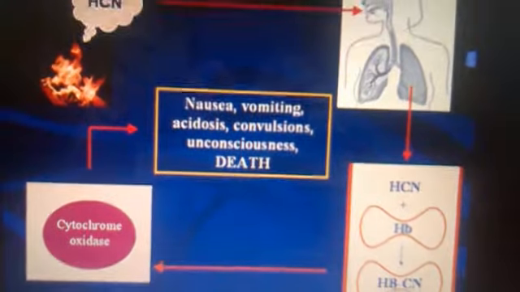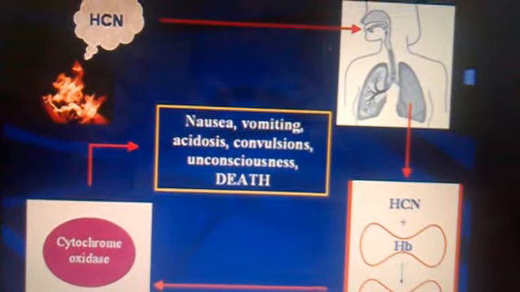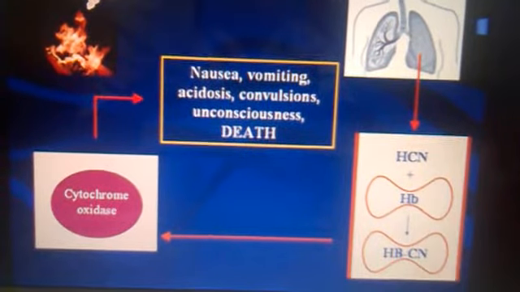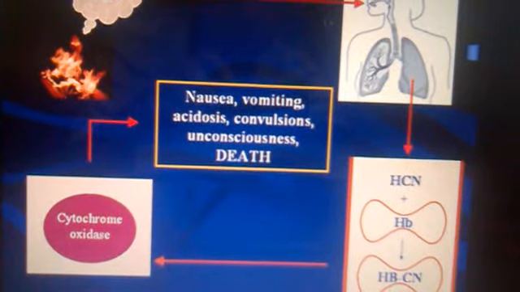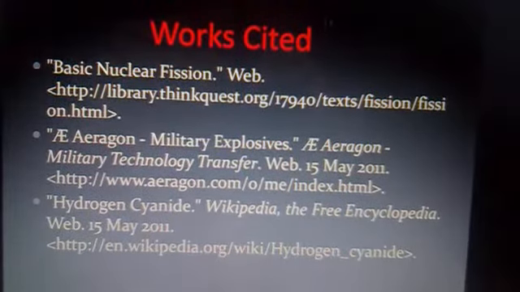This is a picture that shows a flow chart of what happens if HCN gas is inhaled. It causes nausea, vomiting, death, etc. And that concludes my presentation.